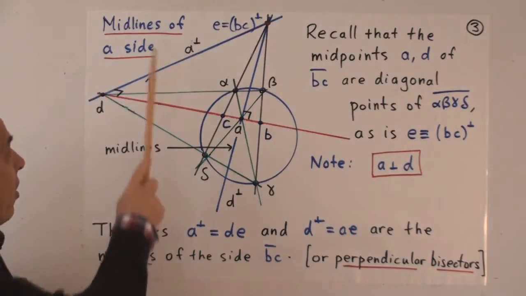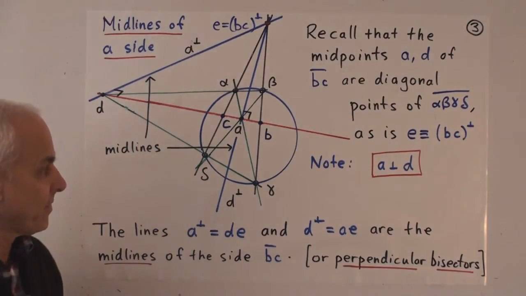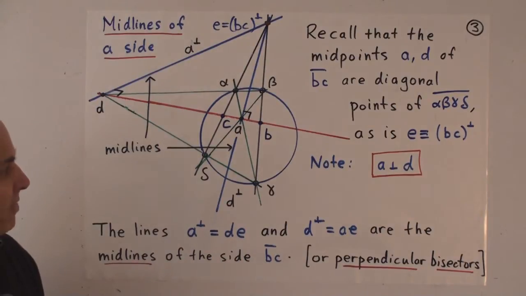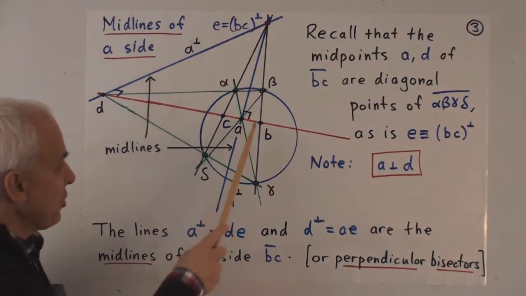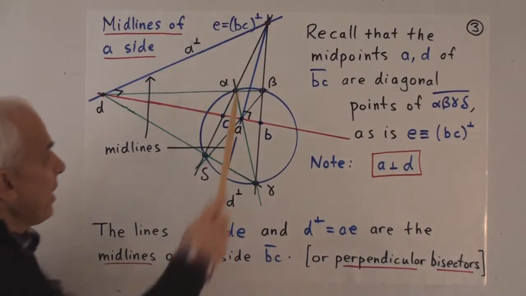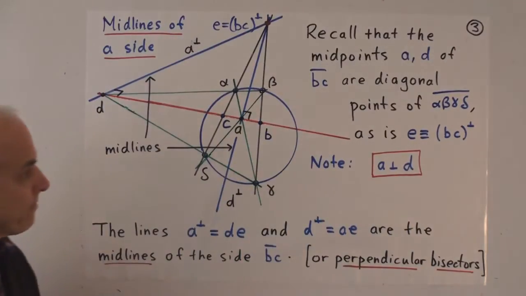And that's the concept that we'll call a midline. So we'll refer to a midline of a side. A side is 2 points, and we might as well stick with the side BC like we've been talking about previously. So there's 2 points B and C, there's the line through BC. There, up here, is the dual of the line BC.